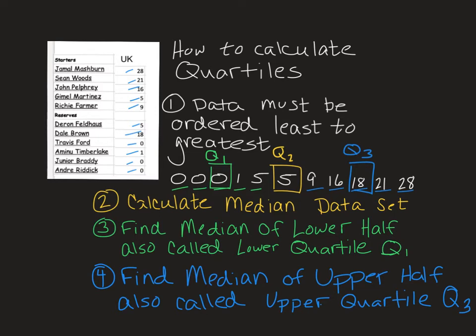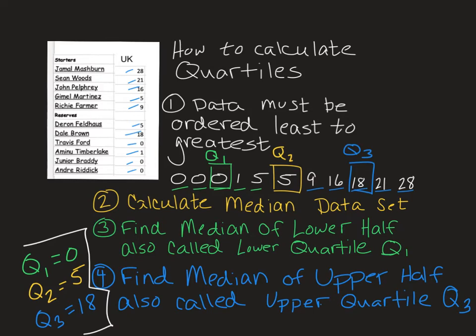So we have now completed the process of finding the quartiles. So the quartiles that we wanted in this case are, the quartile 1 equals 0, the quartile 2, or the median, is 5, and the quartile 3, or the upper quartile, is 18. So we have now found all of the quartiles for this particular data set, which I've put right there in the box.